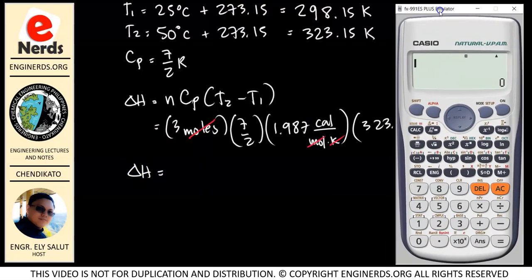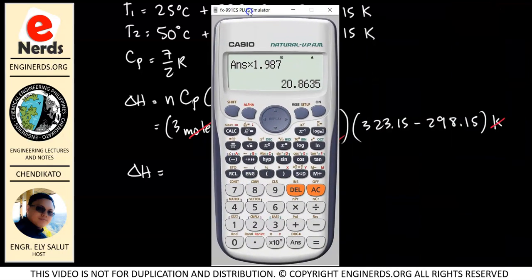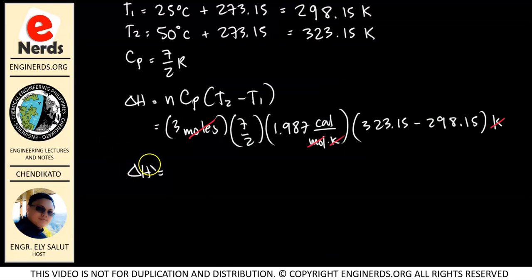So we have 3 times 7 divided by 2, then times 1.987, then we will multiply this by our delta T. So we have 323.15 minus 298.15, and this is equal to 521.59. Okay, so we have 521.59 calories. So we already got our delta H.